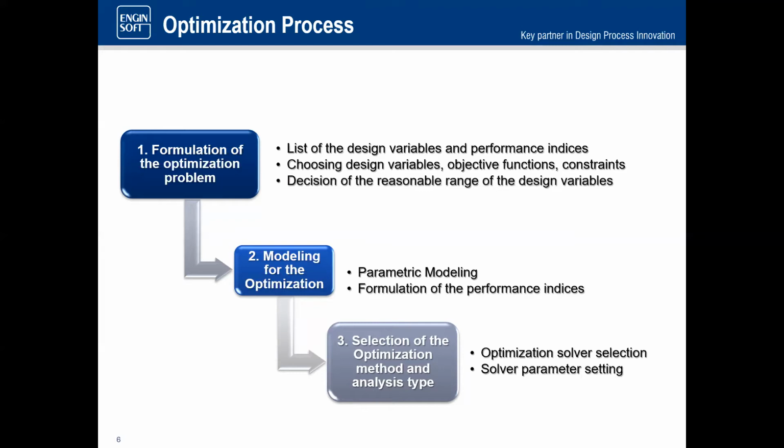Okay, then the second step is actually applying the parametric modeling in the software, and likewise formulating the performance indices. And happily we'll be seeing that this is done using standard tools that you're used to with the Recordine software. And then the third step is to actually select optimization methods. And we'll see that with the AutoDesign tool, a lot of that is actually automated.